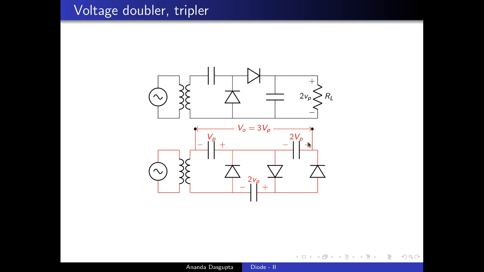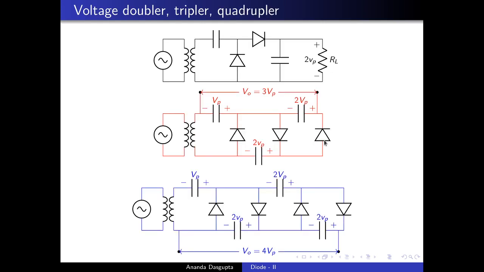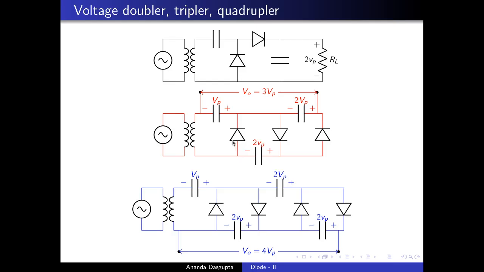So now you have a voltage tripler. So whatever output voltage just the peak detector would have produced from this transformer, this circuit produces 3 times as much. Well, you can add one more segment to this. The same circuit, notice, just one more component to this, essentially repeating this over and over again.